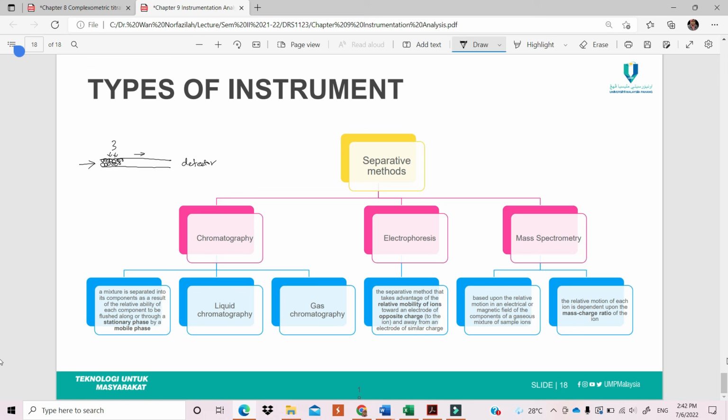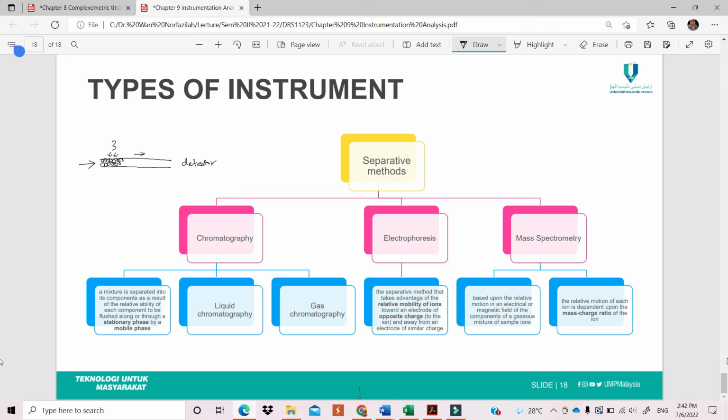There is a stationary phase in the column, the static phase, and there is a mobile phase, usually a solvent, to bring your analyte to the detector. And there are 2 types of chromatography commonly used in the lab or in industry, which are liquid chromatography and gas chromatography. There are so many, but these 2 are very famous. Okay, and then under separative methods, we have another type of instrument categorized as electrophoresis.